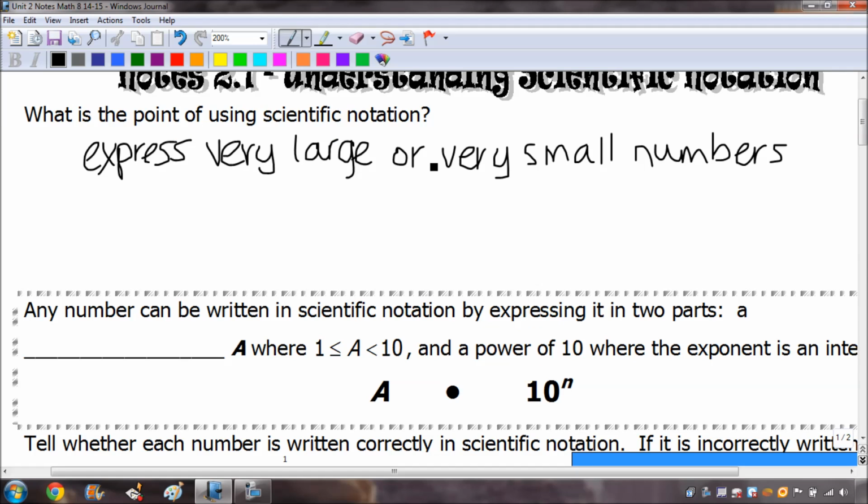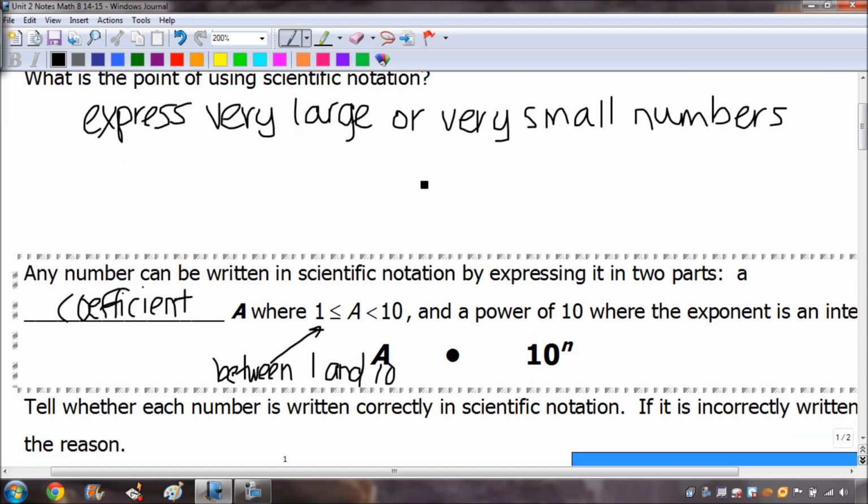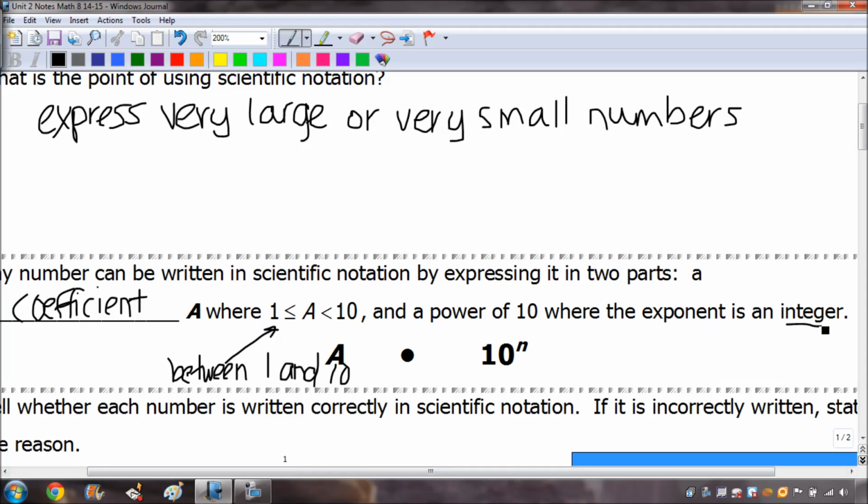But really, any number can be written in scientific notation by expressing it in two parts. A coefficient. Remember, coefficients are just numbers in front of variables, okay? So a coefficient a, where a is between 1 and 10. So I need you guys to write down that a has to be between 1 and 10. That's what this expression right here means. It can be 1, but it can't be 10. And then a power of 10 where the exponent is an integer. And that is key, that the exponent is an integer, okay?